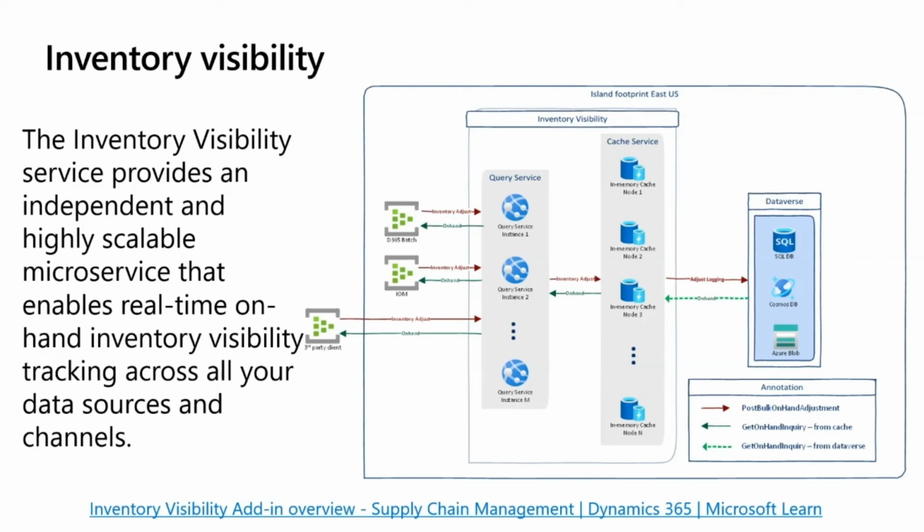The inventory visibility add-in, also referred to as the inventory visibility service, provides an independent and highly scalable microservice that enables real-time on-hand inventory visibility tracking across all your data sources and channels, so not only Dynamics 365. It also allows for soft reservations and changes to better address on-the-fly allocation scenarios.